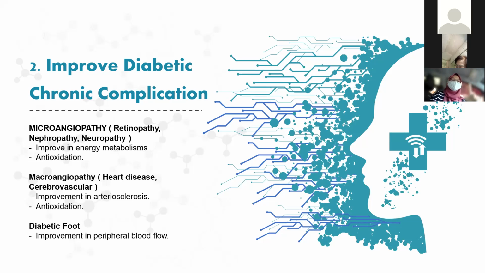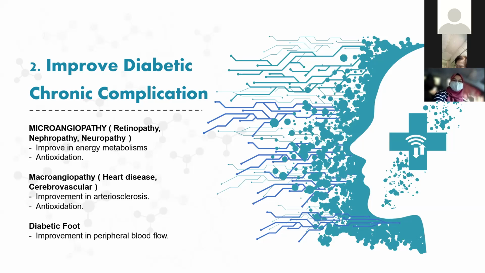For the next one, macro. Usually the patient has heart disease or cerebrovascular disease, which will improve in terms of arteriosclerosis. Last time I already said, arteriosclerosis is the blockage of blood vessels. So it improves in terms of that and also has antioxidation. And the last one is a very, very important one. Most diabetes patients will have diabetic foot. Diabetic foot will improve in terms of peripheral blood flow. When you improve your blood flow, your wound healing will be faster.